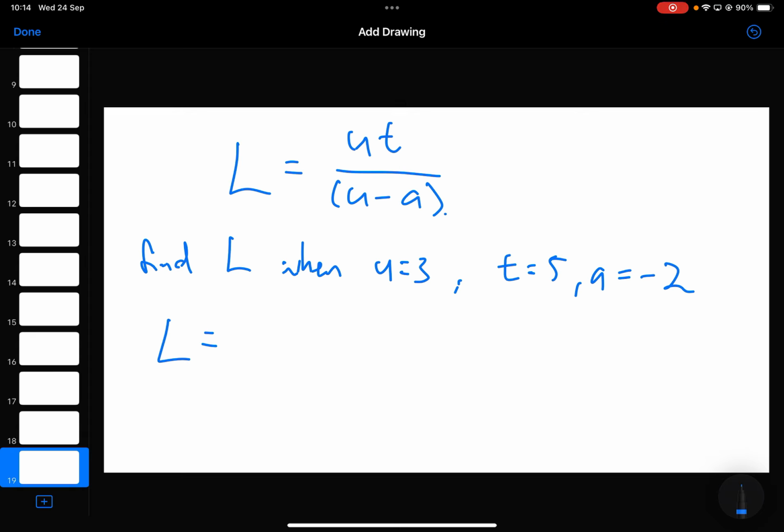So at first it is U. Now my U is 3. So when I replace U with 3, I put 3 in a bracket. Here is U times T. So same, I am replacing T. Now T is 5. I want to replace T with 5. I put 5 in a bracket.